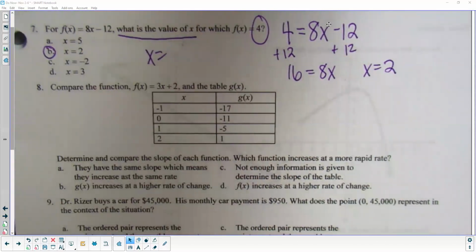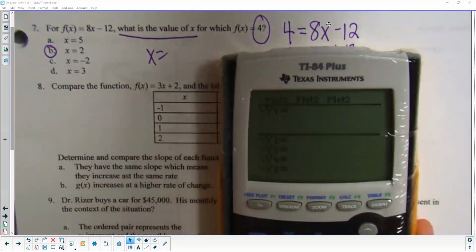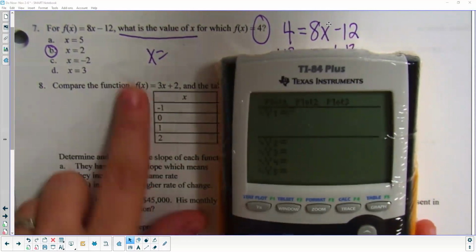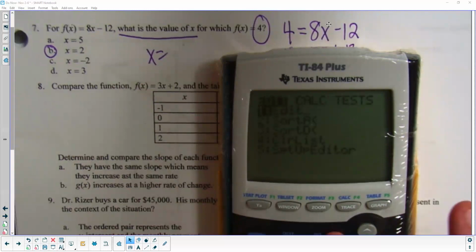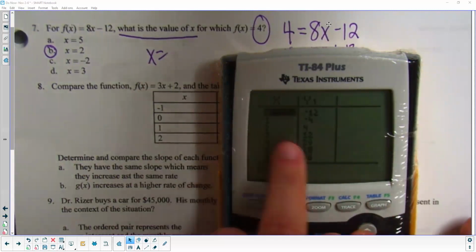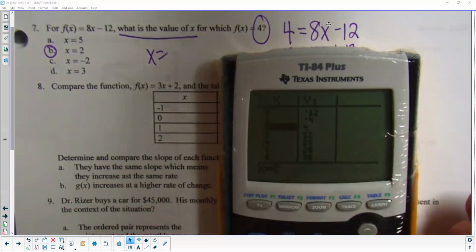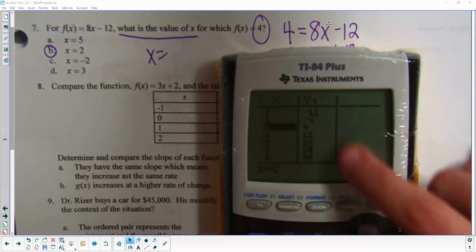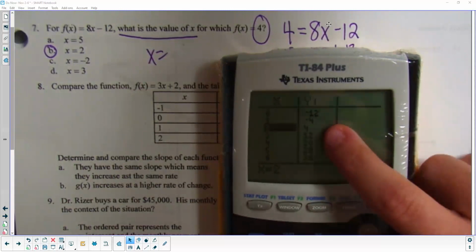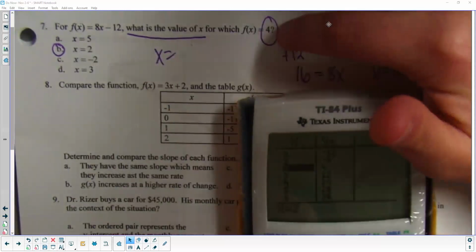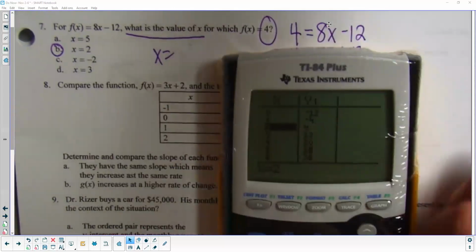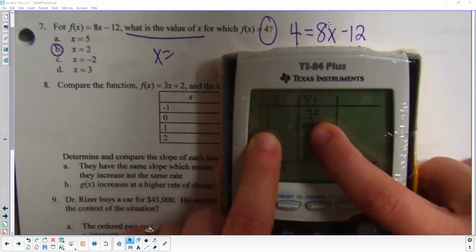Now, one way that you could have done this in the calculator, let me find my calculator, is that you could have gone to y equals in your calculator. You could have typed in the function 8x minus 12. I could have gone to the table and I could have looked for when y is 4. When is x 2, right? That's what I'm looking for. When y is 4, what is our x value? So y is 4, our x value is 2.